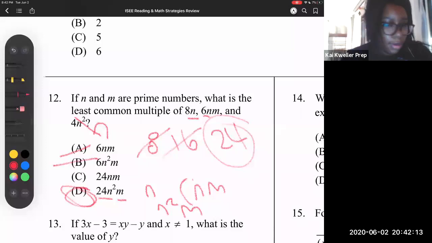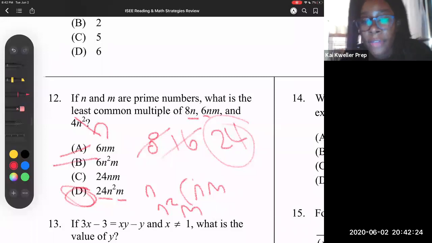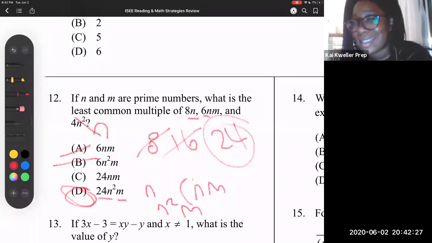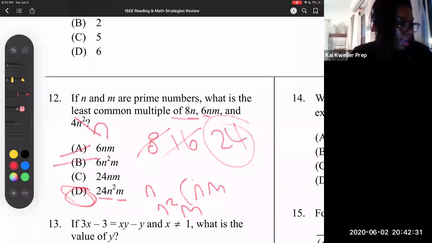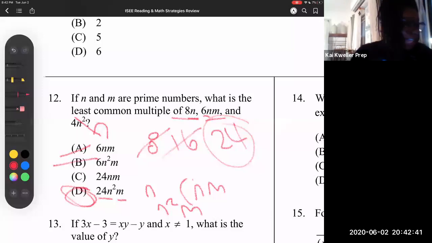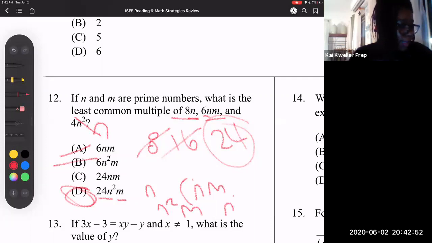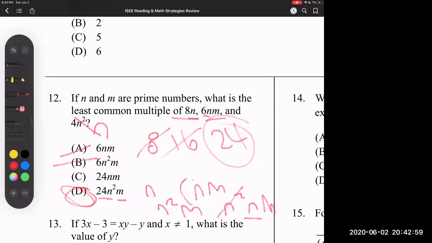No, it wouldn't be n cubed. Let's look at it this way. 4n squared: n squared is not seen on the other two numbers. You don't see n squared in 8n, and you don't see it in 6nm. So they want you to get tricked into thinking of it in terms of n cubed, but it's not an answer, because if not every number has it, it can't be considered a common multiple. There's no n squared found in all the numbers. So you wouldn't multiply n squared by nm, but every number does have n. So you would multiply n times the nm.